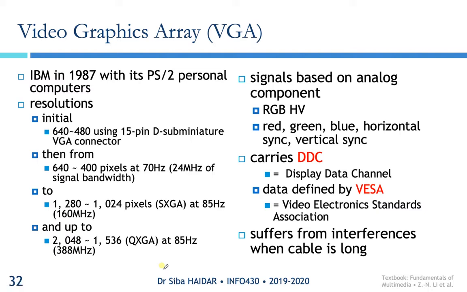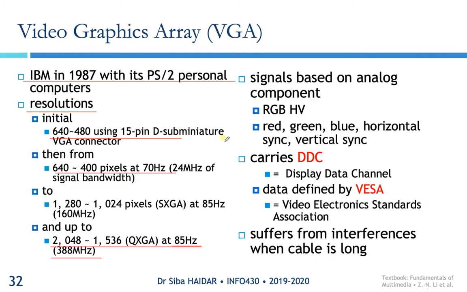And we have also the VGA, the Video Graphics Array. It was introduced by IBM in 1987 with its personal computers, PS/2, and the resolution was initially 640 by 480 using 15 pins. Then it became bigger and the bandwidth became bigger until now we have VGAs for the QXGA resolution, which is 2048 times 1536 with 85 Hertz and 388 megahertz.